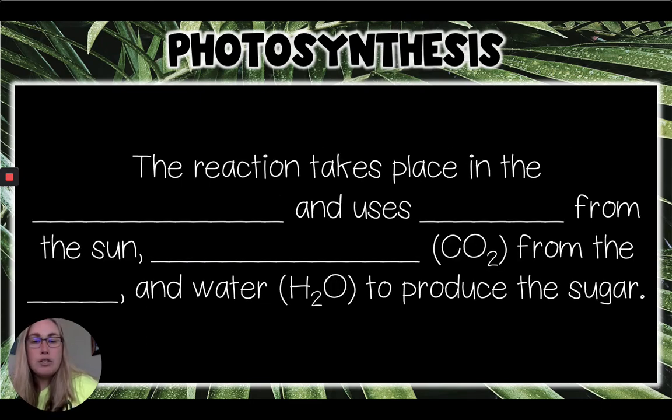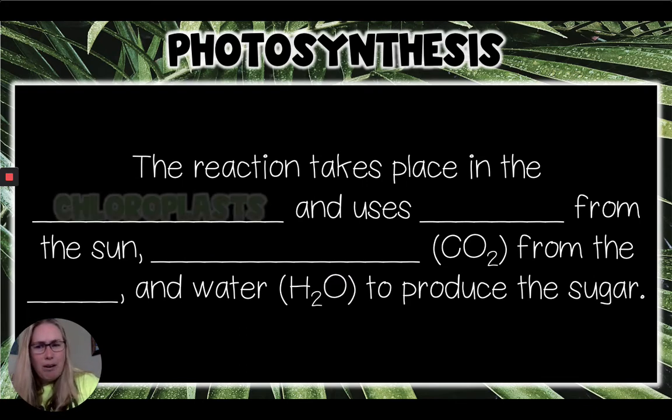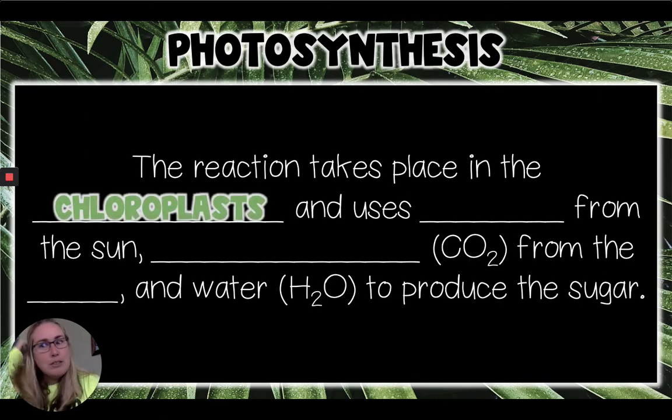So this reaction takes place in the, do you remember? I just said it, come on. The chloroplasts. So the chloroplasts are those little green blobs that we saw inside of the cells. This is where it happens, okay?